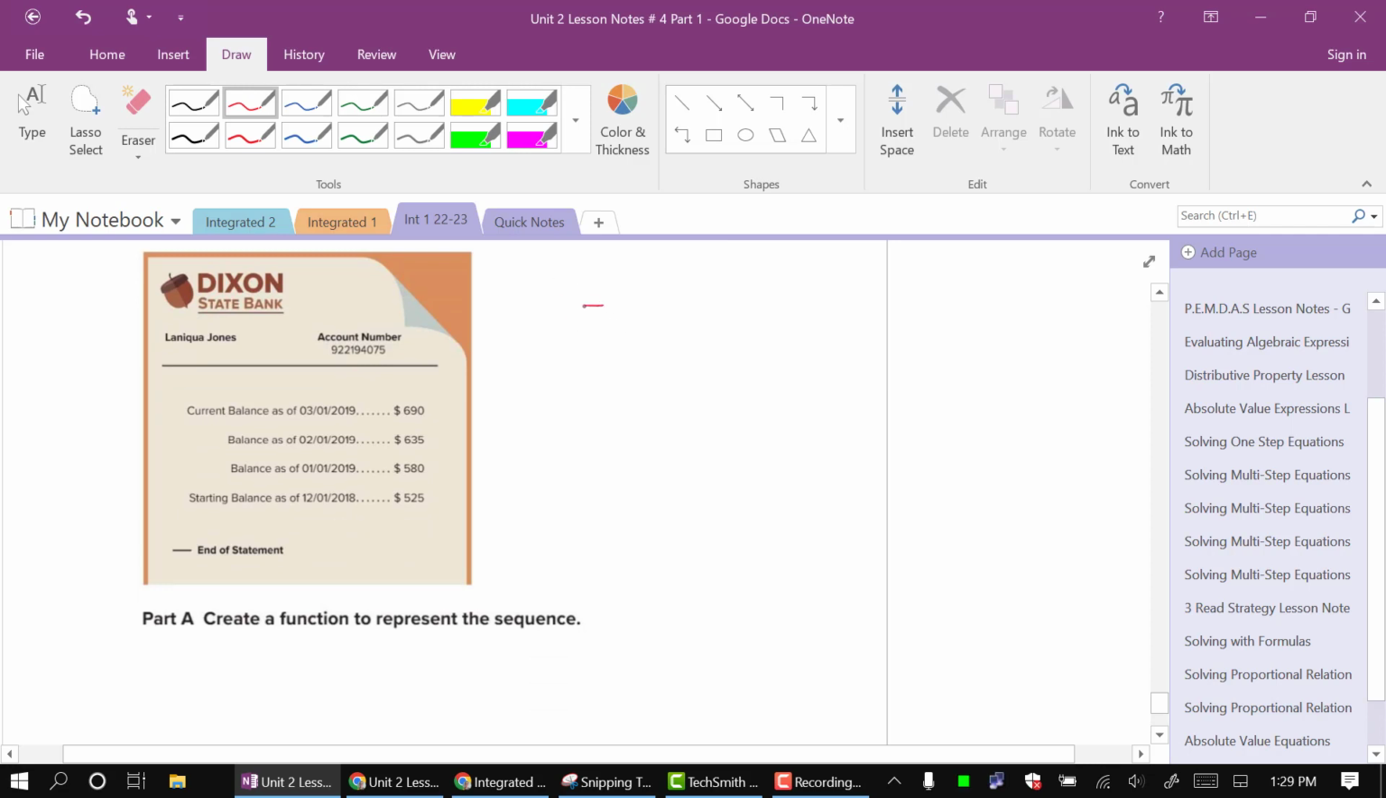So we have 525. Then we have 580. Then we have 635. And then we have 690. So we want to figure out what is the difference between each one of these. And I pulled this information from right here. This is our bank statement. And the difference between each of these is we're adding 55. So each month we're adding $55 into our account.